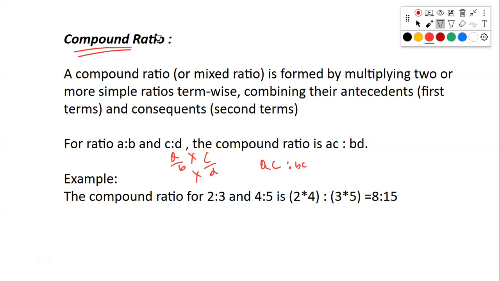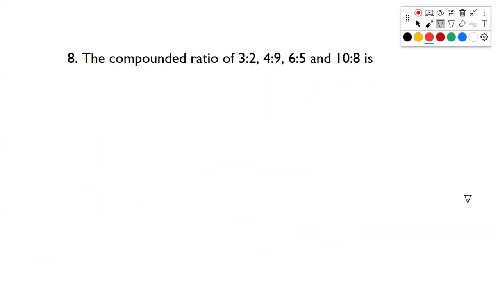The compound ratio for 2:3. So if I look at this example, 2 by 3 into 4 by 5. So what will be your answer? 8 by 15. You are multiplying the numerators and multiplying the denominators. So let's try for this question now. What is the compound ratio for 3:2, 4:9, 6:5 and 10:18? Compound ratio.